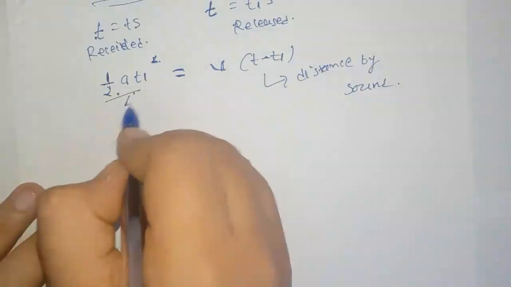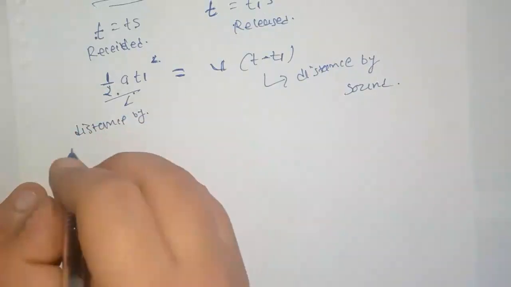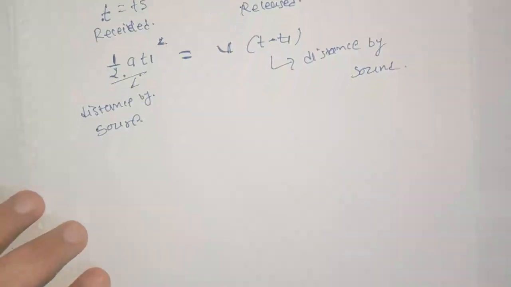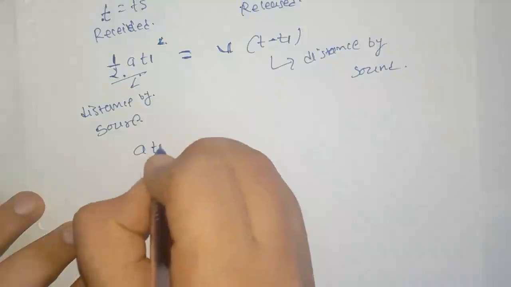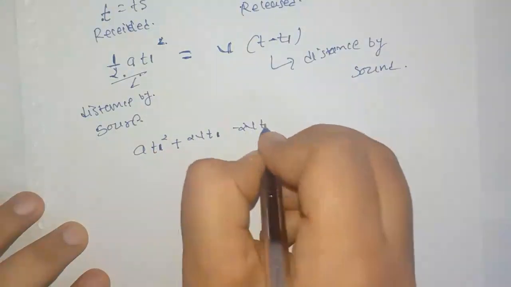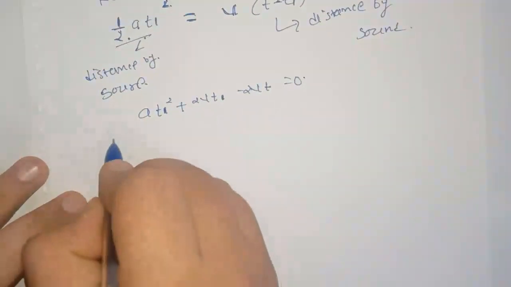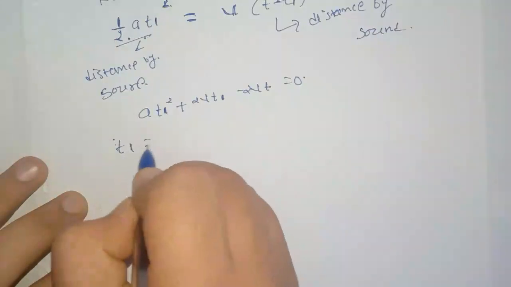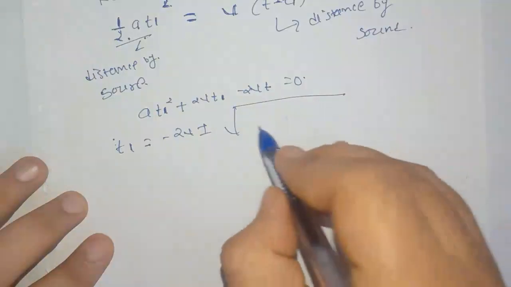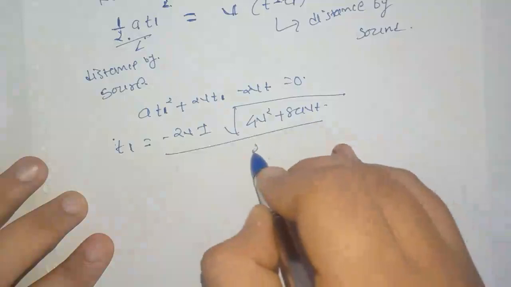And this is distance by source. So from this we can write a t1 square plus 2vt1 minus 2vt is equals to 0. So t1 will be equal to minus 2v plus or minus under root 4v square plus 8avt divided by 2a.